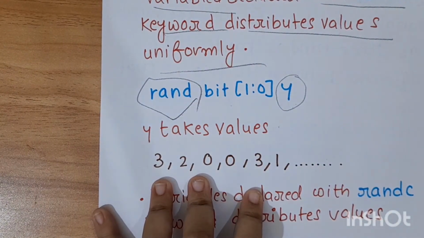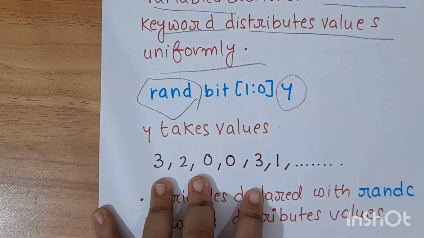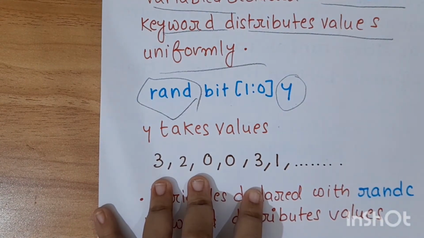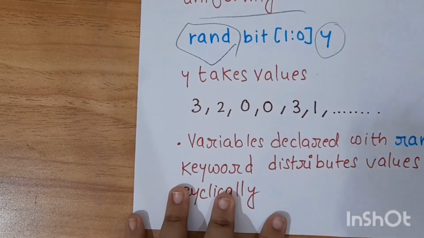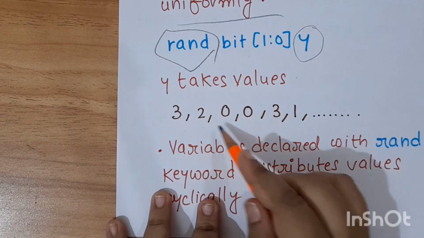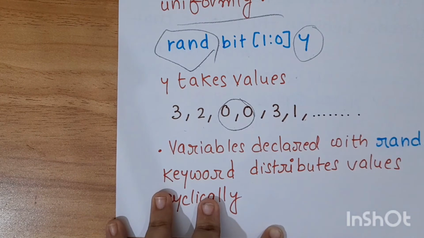Okay, the equal possibility. I cannot say that once the 0 value has come for y, next time during the next iteration the value of y will not be 0. There can be repetition of the value of y, the same value of y also. Just like you see 3 2 0 0 3 1. So 0 0 is repeated 2 times. So this is very much possible when we declare one variable with the rand keyword.